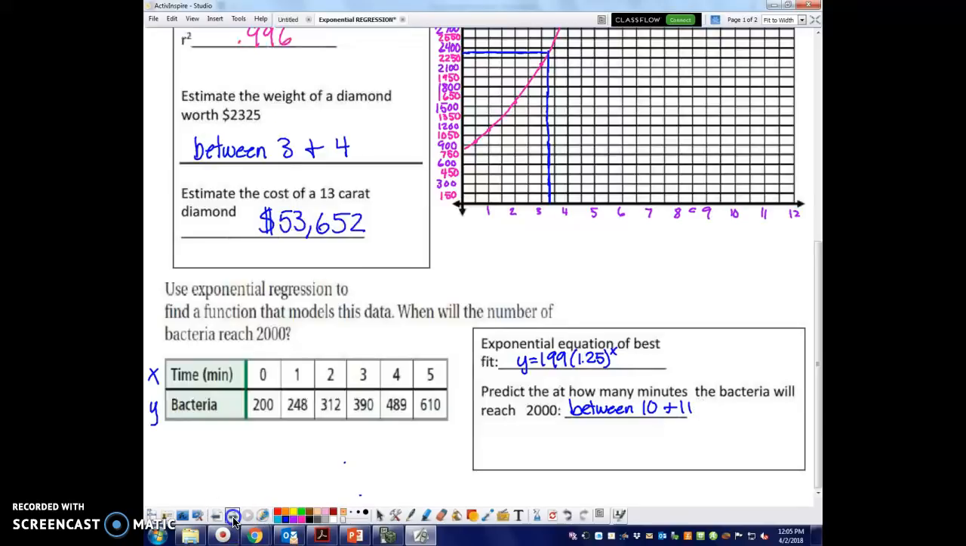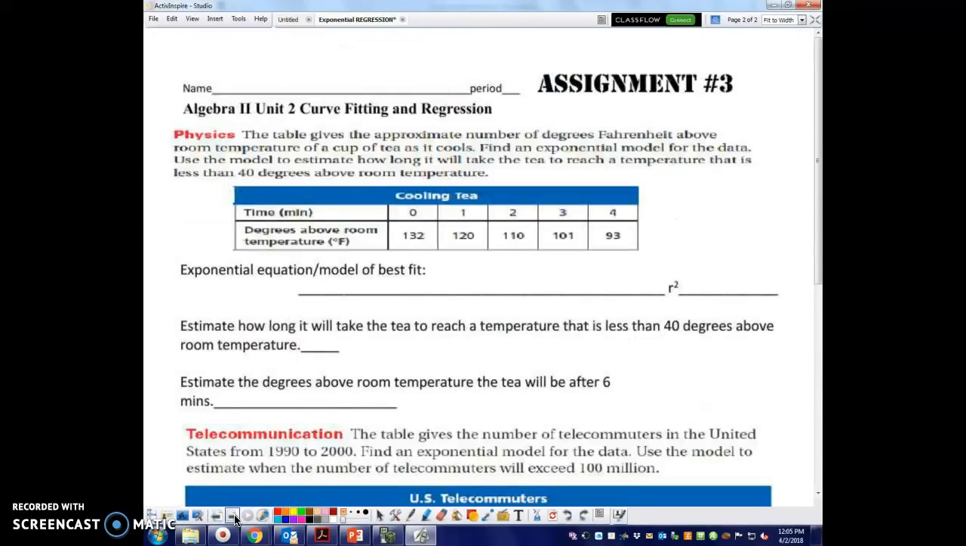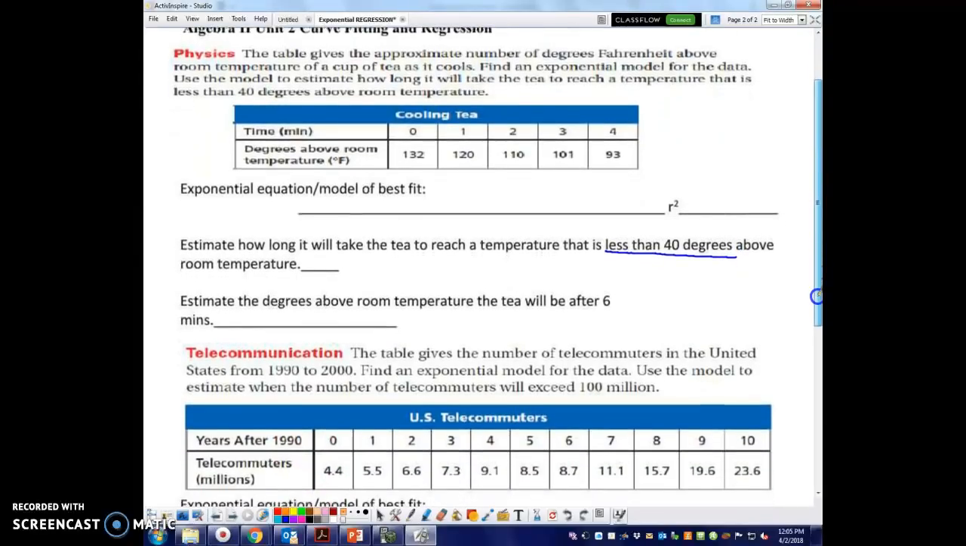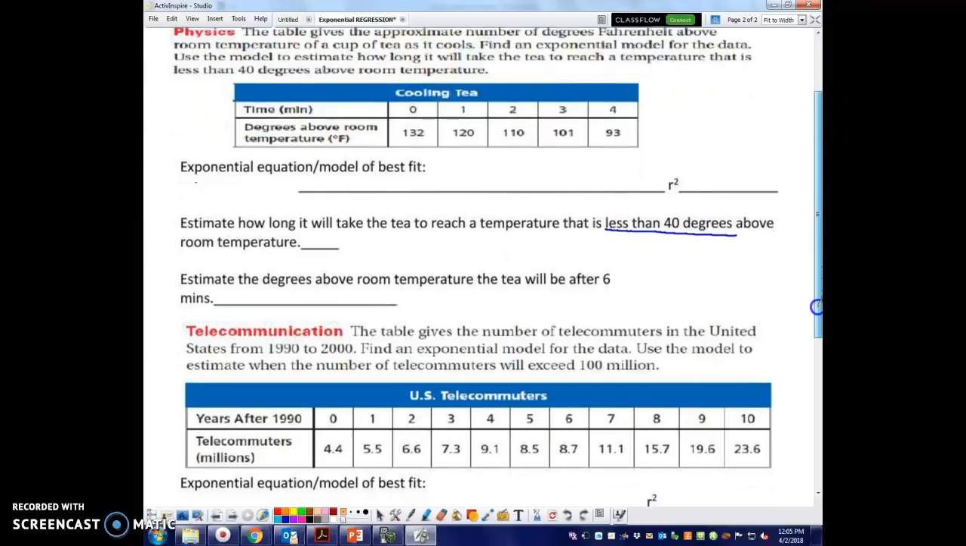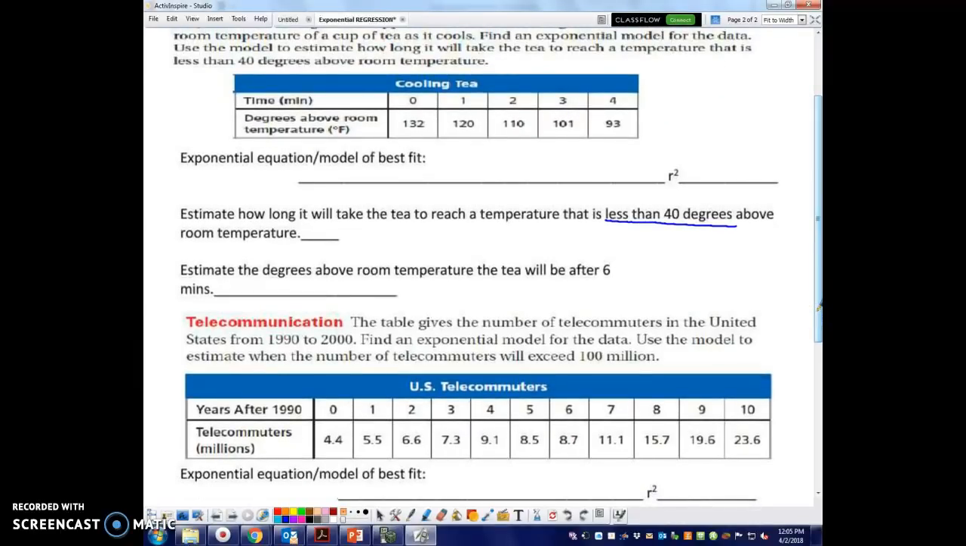Alright, so flip your paper over. Okay, so you're going to do these on your own. Don't forget to submit them online. I want you to look at a few things, like where it says less than 40 degrees. It's going to be less than 40 degrees as soon as it hits 40 degrees. No. On this one, make sure it's to 2 decimal places. Okay.